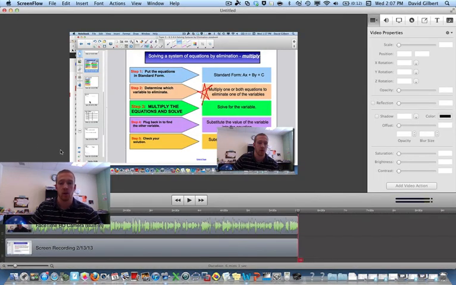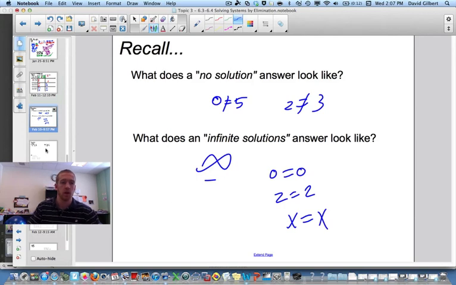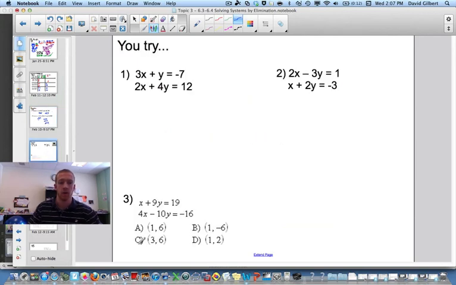Alright, so good luck. And here's your U-try. Now remember, with a multiple choice, you can just plug these in and see which point works for both equations. You don't actually have to solve the third one.